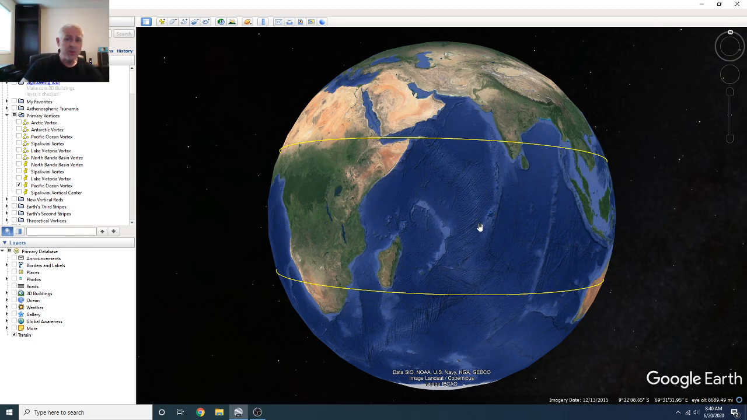Now, I'm not even certain that it's a vortex at all in regard to being a primary vortex, because if it is a primary vortex, ladies and gentlemen, that means it has to have a vortical mate on the exact opposite side of the planet that rotates, as you look down on it, in the opposite direction.